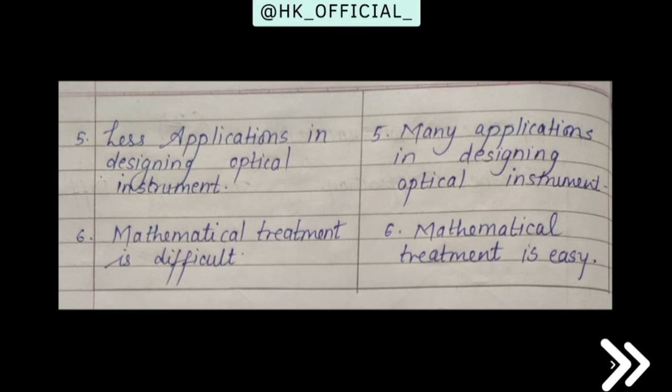Then at point 6, mathematical treatment is difficult in Fresnel, and here it is easy. Now let me explain why Fraunhofer mathematical treatment is said to be easy, because the next topic is Fraunhofer diffraction in a single slit. We are going to derive it. We are going to make the diagrams, the derivation, and the conditions of maxima, minima, and all. So that's why I've written this as a point, and I hope you will write this in your notebook and try to learn and understand this. So you'll be able to cover all the topics in the exam and score complete marks in this question.